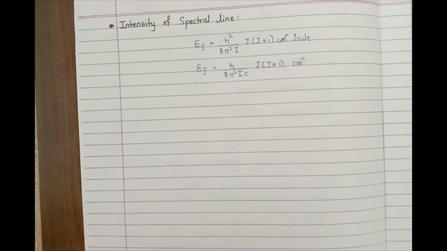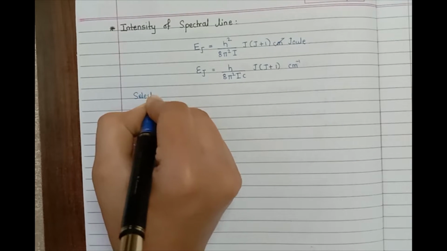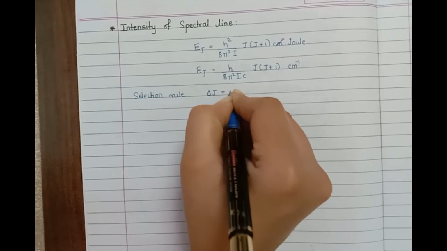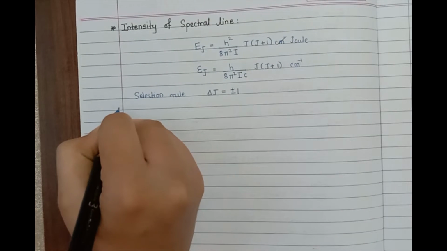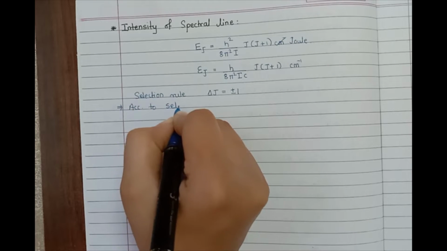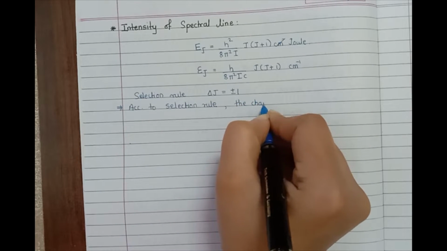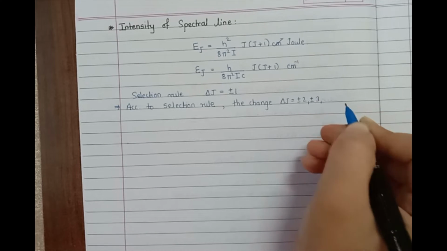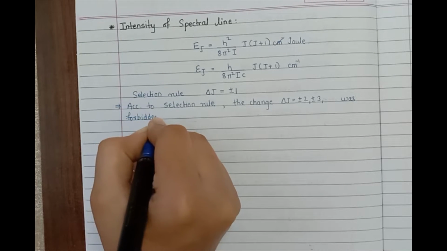The next point that we have studied is the selection rule. The selection rule tells us that delta J equal to plus minus 1 are the allowed transitions. According to the selection rules, the changes in which delta J is equal to plus minus 2 or plus minus 3 or onwards are forbidden. Okay, this was forbidden.